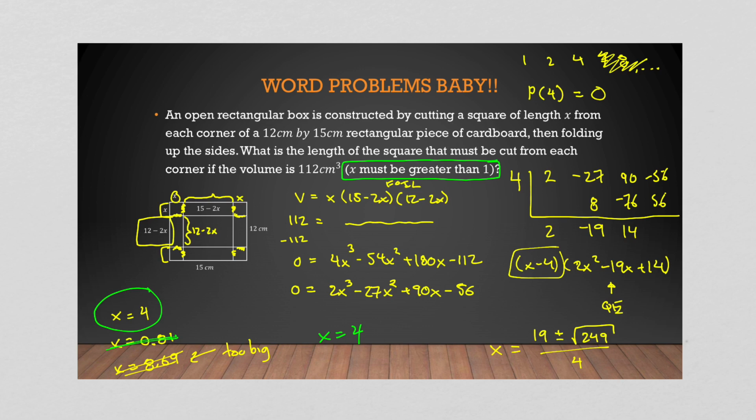It means the height is 4. And then we can plug in 15 minus 2 times 4, which is 15 minus 8. So we get a value of 7 for our length. And our width is 12 minus 8, so we get 4 for our width as well. So you can solve through like that.